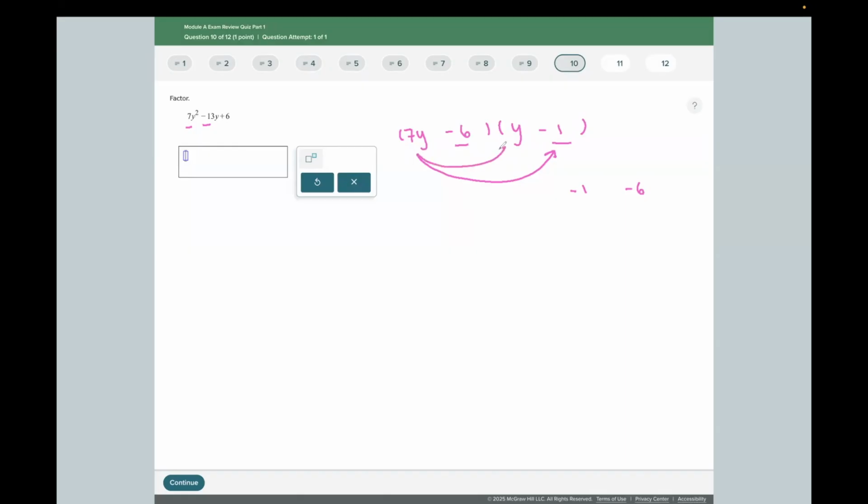So let's check our answer and see how we did. So if I do 7y times y, I get 7y squared. And then 7y times minus 1 is minus 7y. Minus 6 times y is minus 6y. Minus 6 times minus 1 is positive 6. And then if I do the middle terms, well, this is negative 13y. So we got exactly what we wanted. So we'll go ahead and type this in. So let's see, we have 7y minus 6 times y minus 1. And let's continue.